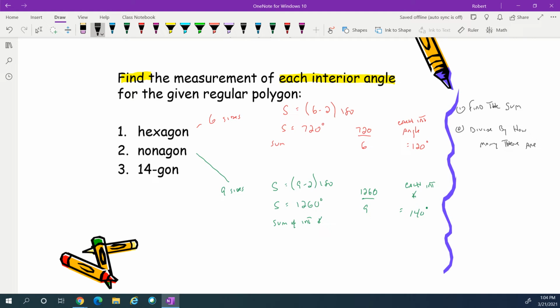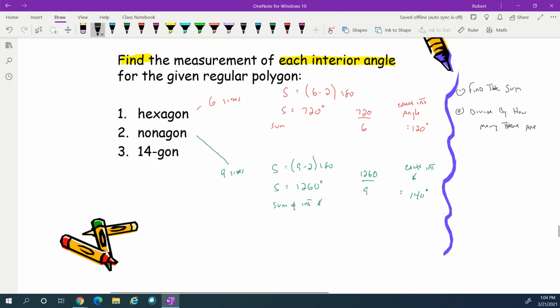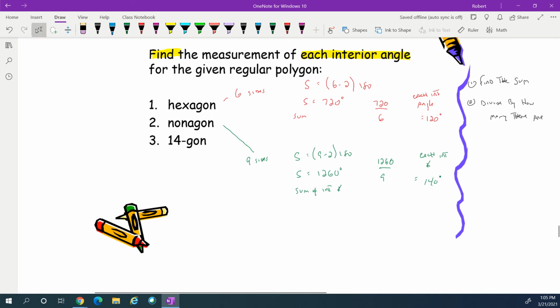We've got various ways to do this. This is one way. If we wanted to, we can find out the exterior and then switch to the interior. So it's just another way to do it. If we have our formulas available to us, we can figure out how to do it different ways.